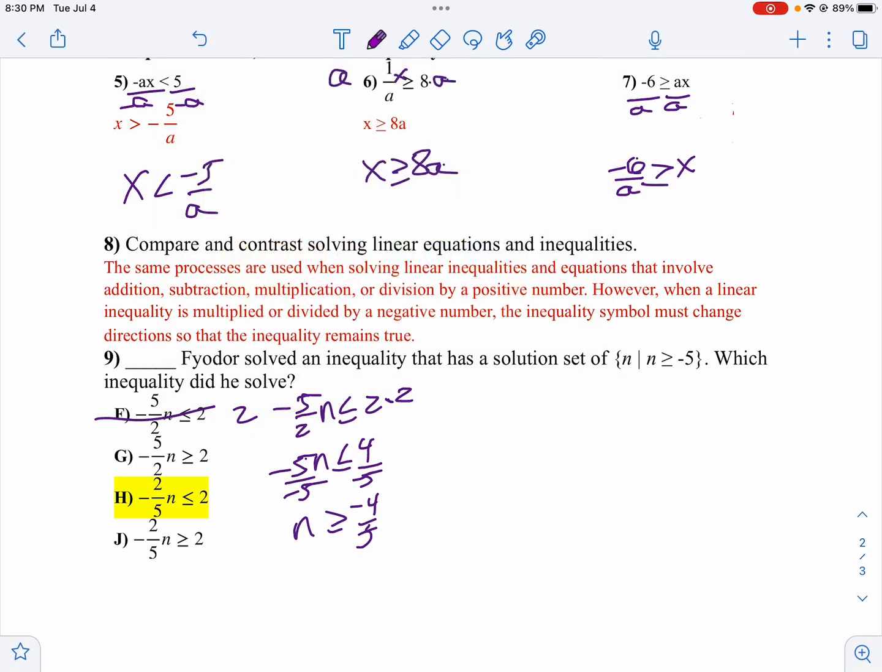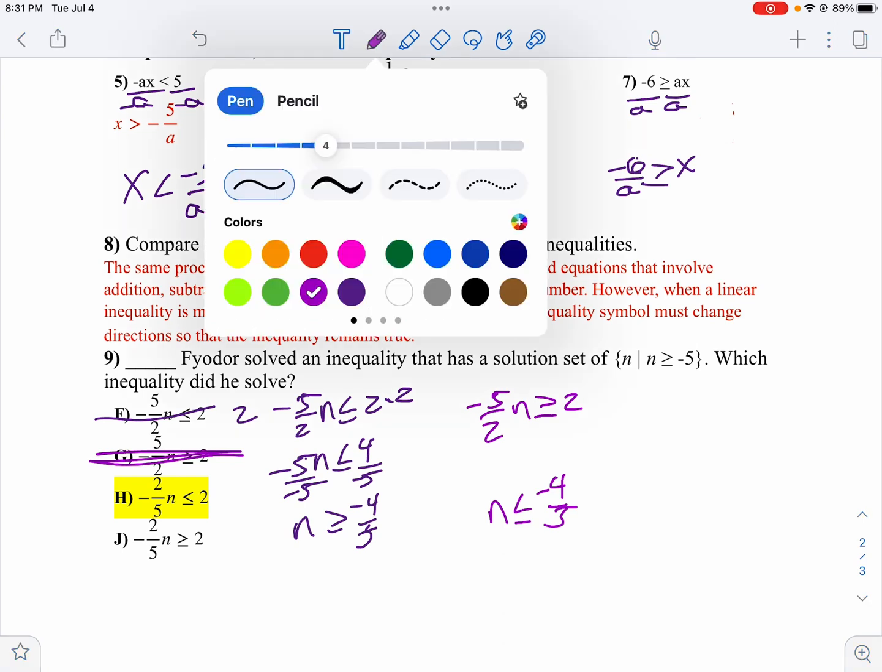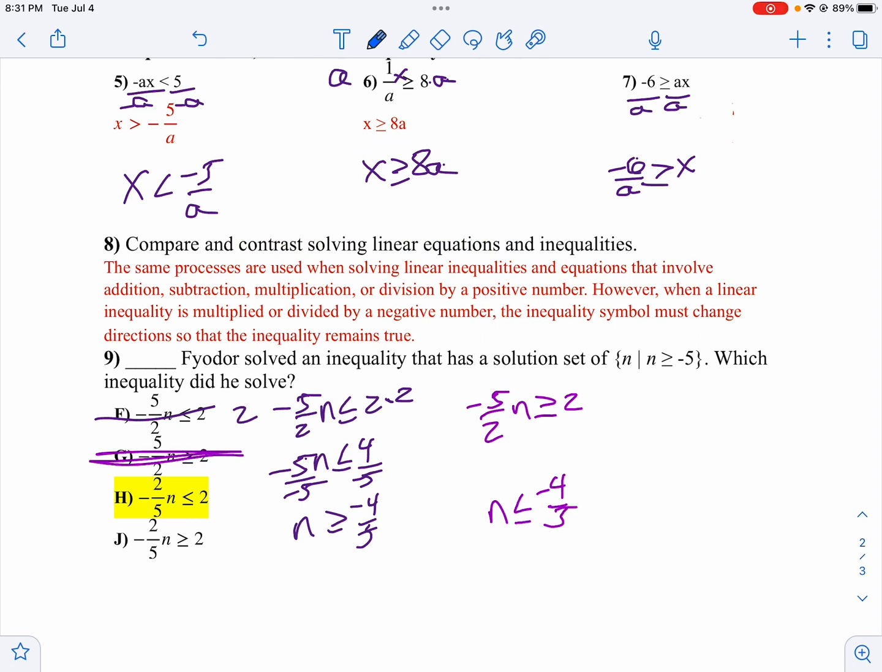Let's take a look at G. So I'm going to go negative 5 halves n is greater than or equal to 2. Well, notice I've got the same number I had in F. The only difference is a flipped inequality, so n is going to be less than or equal to negative 4/5. So it's definitely not G. Let's look at H, which is the one I have highlighted, which makes me think that's probably the correct one. At least I hope it is.